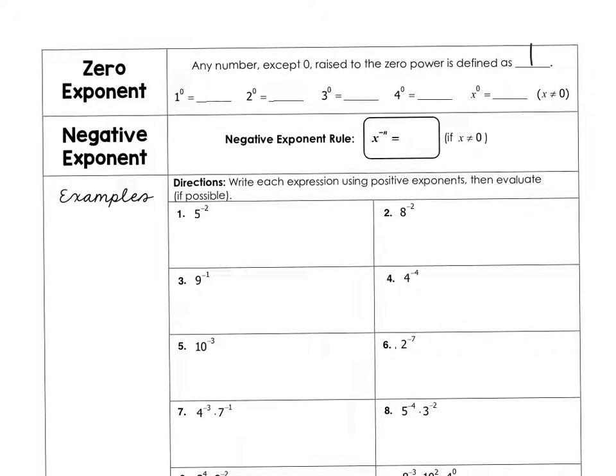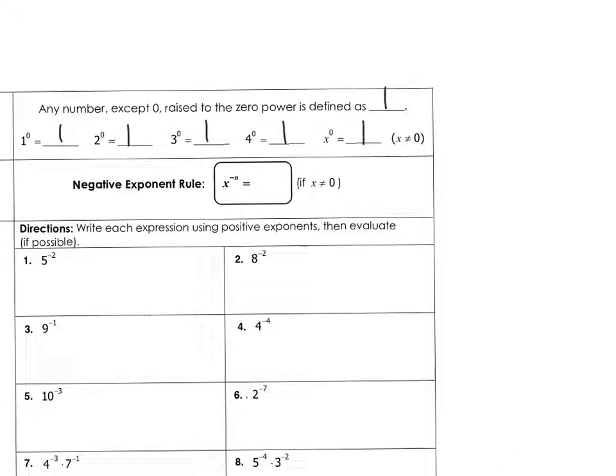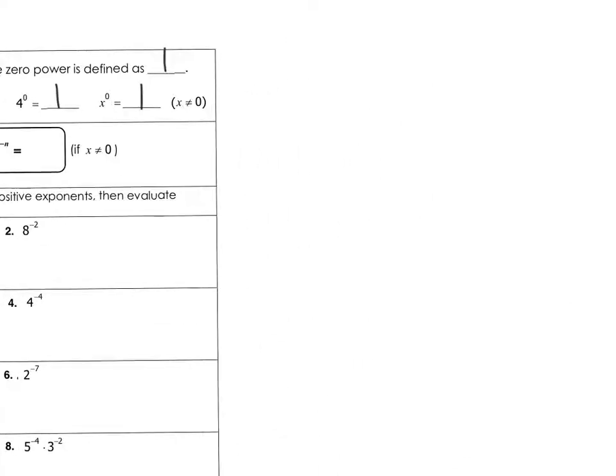So if we have 1 to the 0 power, it's going to be 1. 2 to the 0 power is 1. 3 to the 0 power, 4 to the 0 power. So any number except for 0, when raised to the 0 power, is going to be 1. And the reason that this actually happens has to do with fraction division.